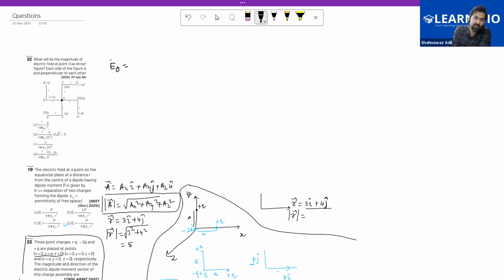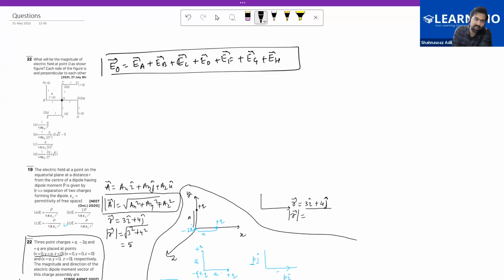So the idea would be the superposition principle, right? That would be EA, EB, EC, ED, EF, and EH. That is a very long question, but you can try it. All these contributions we have to find out. We have to find out the direction, and please solve this one. If you face any trouble, then please tell me.